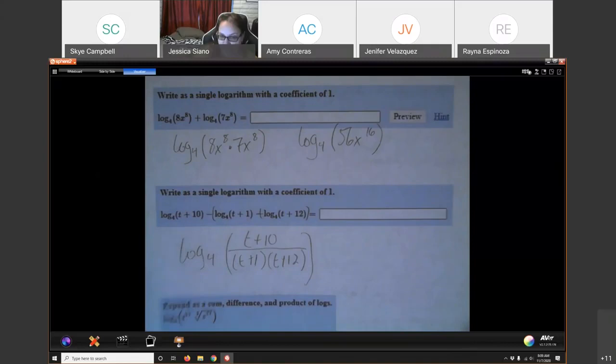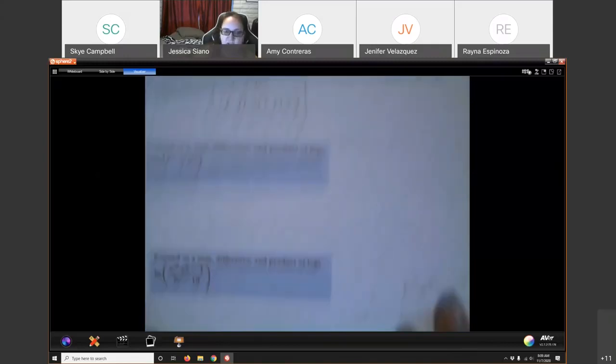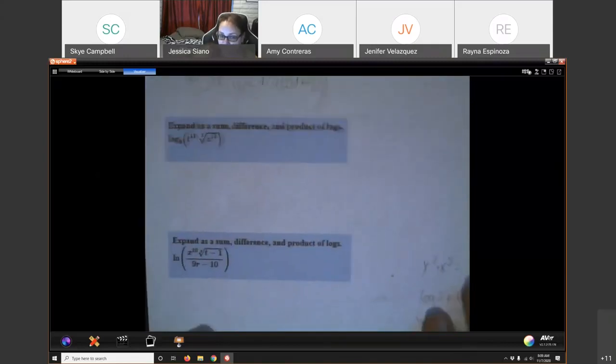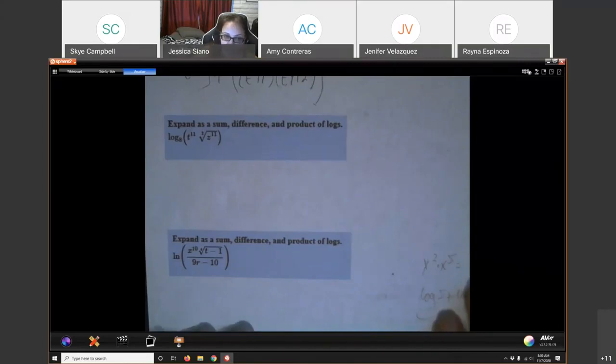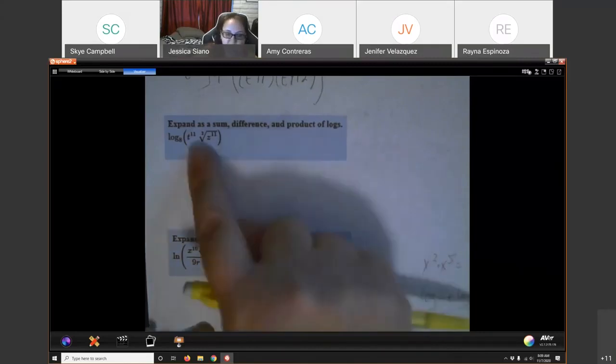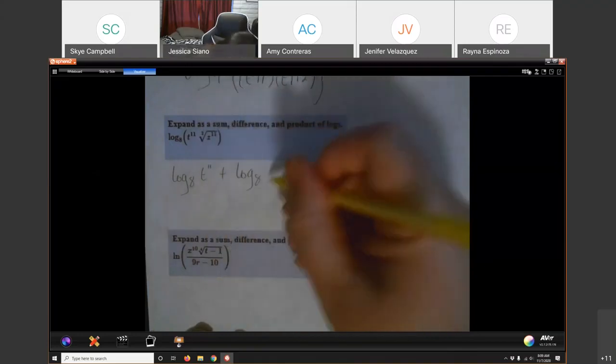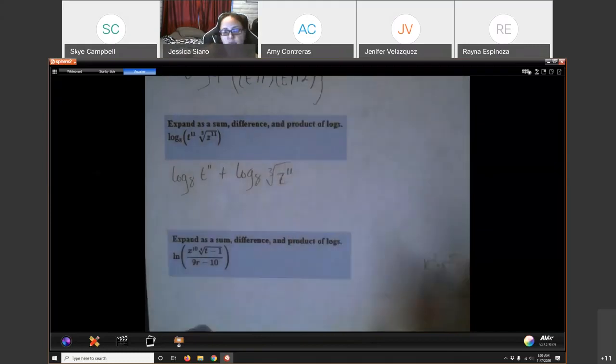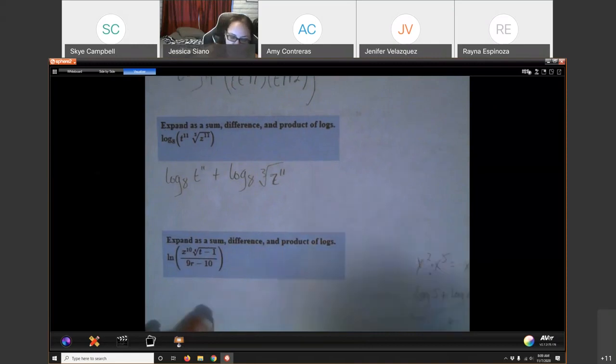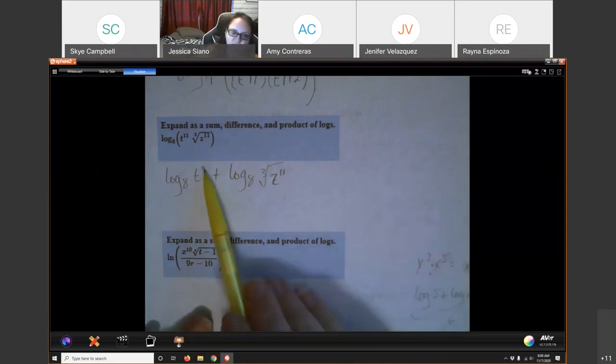So that's condensing. The other thing that we do is expand, which is basically the opposite of what we just did. So here, if this is multiplying, then when I pull them apart, it will become addition. T to the 11th plus log base 8 of the cube root of z to the 11. Now, there's one more rule here that we need to put into play, and that is the rule that says when you have an exponent, you multiply.